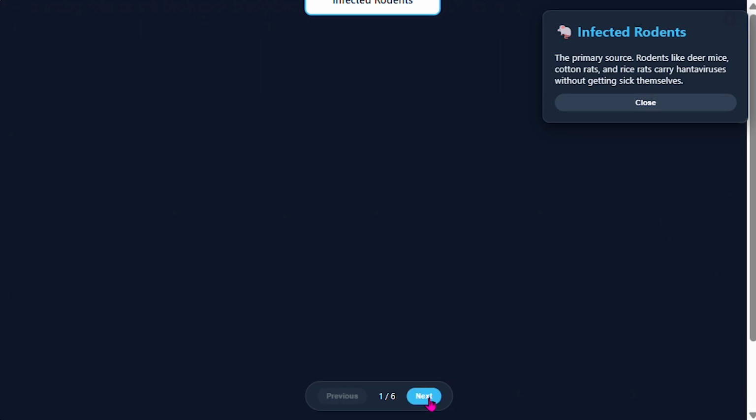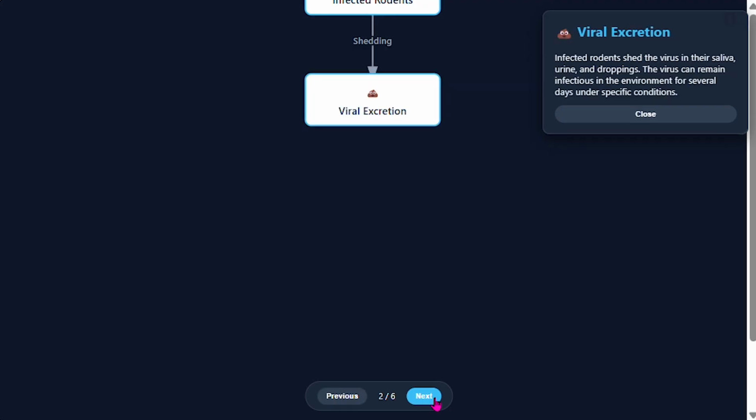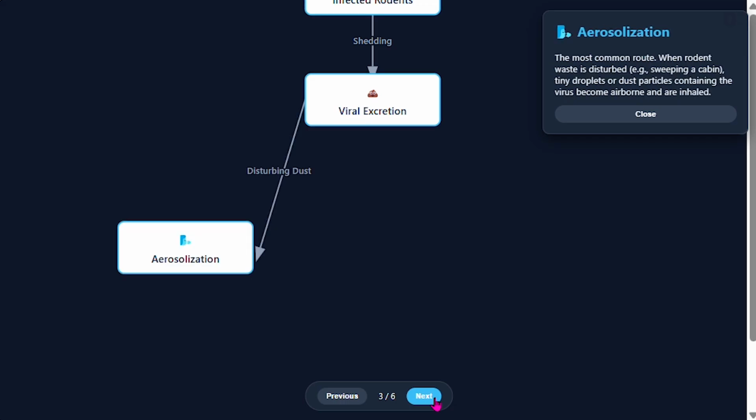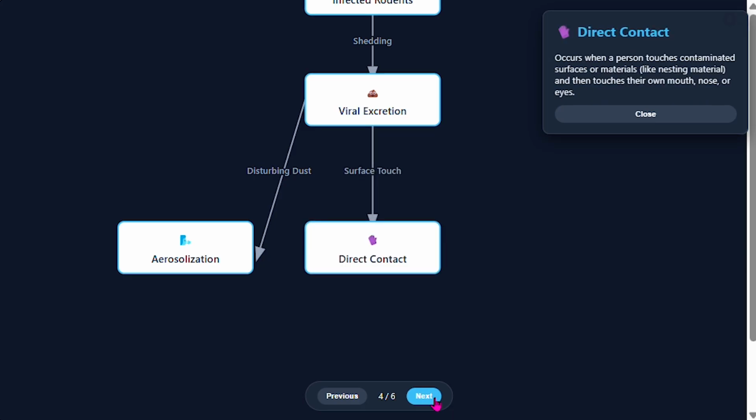Let's explore the transmission cycle of hantavirus, moving from the natural reservoir to human infection. Everything begins with infected rodents, such as deer mice, which carry the virus without showing symptoms. The virus enters the environment through shedding in rodents' saliva, urine, and droppings, where it can survive for several days.